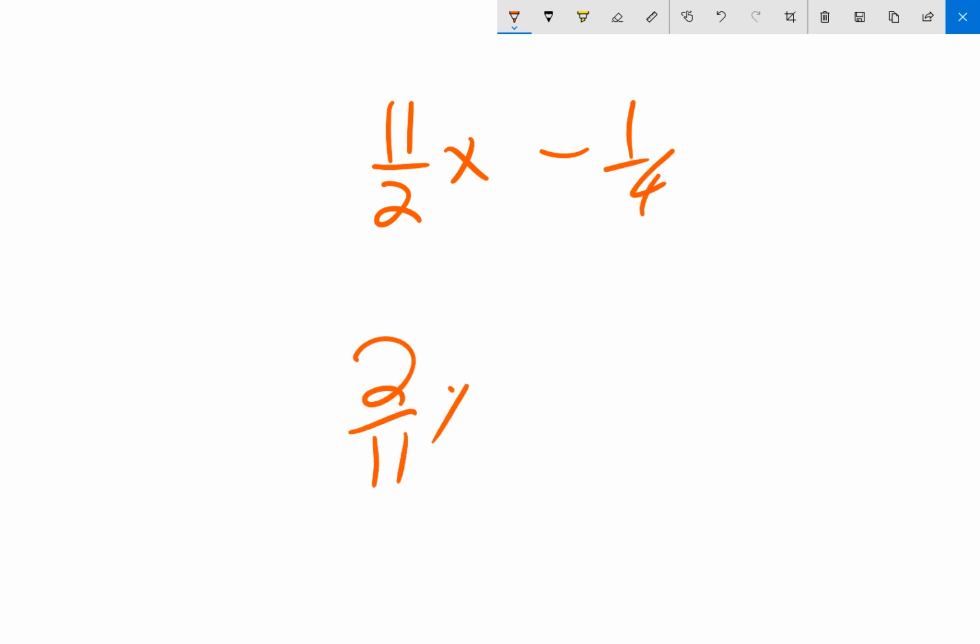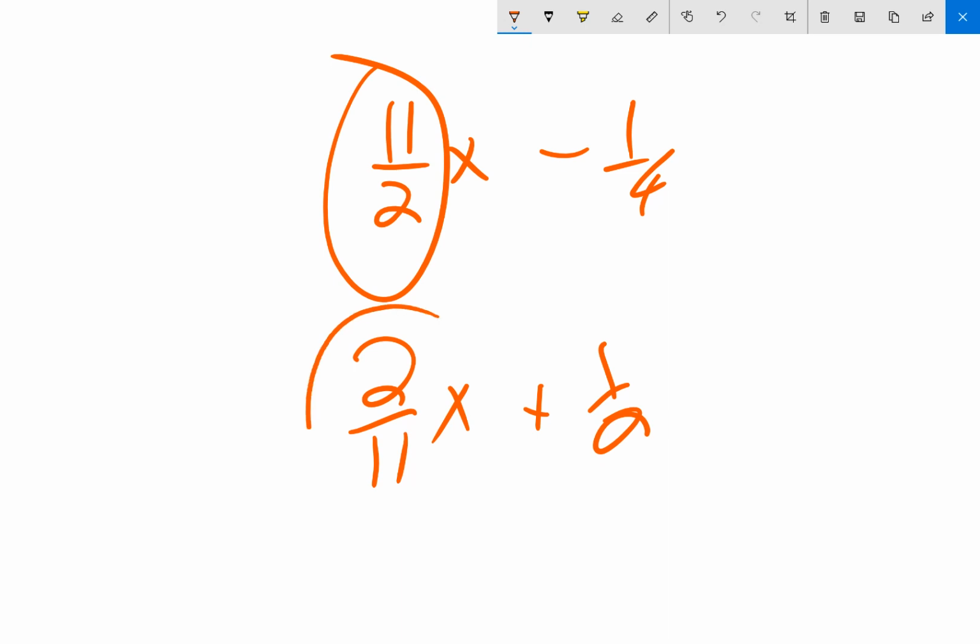Notice the inverse function, the original function, was 11 over 2x minus 1/4. And the new one was 2 over 11x plus 1/2. Now, the thing about inverse functions is they're opposite functions. So when it comes to a linear function, it's the slopes that are the key thing to be opposite. Notice that this slope was 11 over 2, and then the opposite function was 2 over 11. So that's going to be the case on all inverse functions as well.